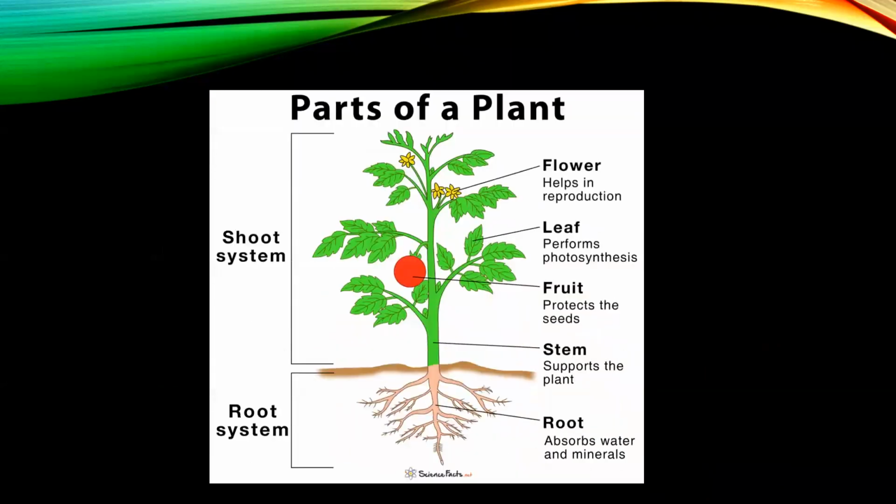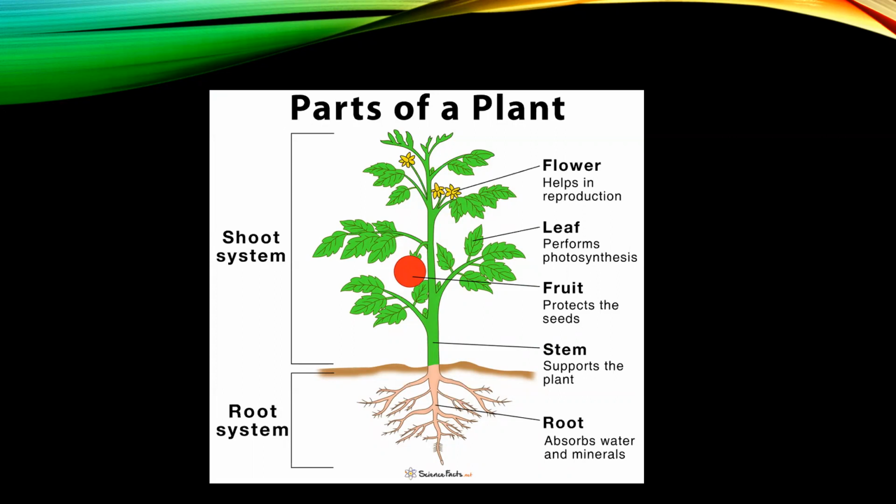We have learnt in our previous standard the different parts of a plant. You are very well aware that the parts of a plant can be divided into two systems. The part of the plant which is above the soil is known as the shoot system, and the part of the plant which grows below the soil is known as the root system.